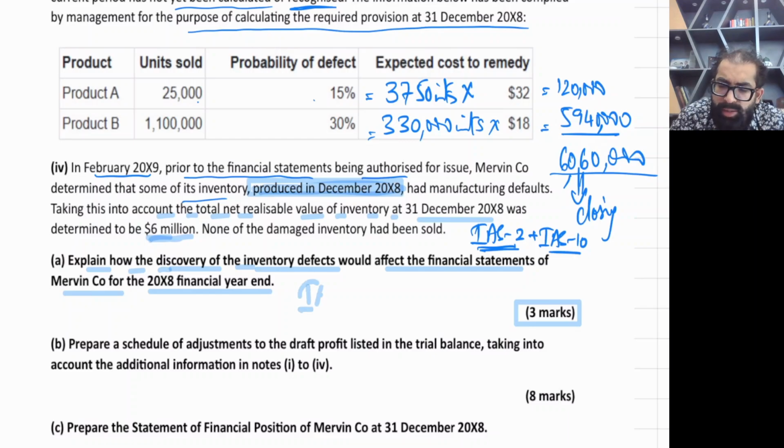So first of all, you need to write IS10, the name of IS10. Then you need to write the definitions of both adjusting and non-adjusting events, which you already know. You have your books, you have your notes, everything. Then you need to connect with the question. You have to say that although the defects are discovered after the year end, the reason for the defects existed at the year end. Why? Because it is written they were produced in December X8. So that's why it's an adjusting event, and this loss should be adjusted last year.